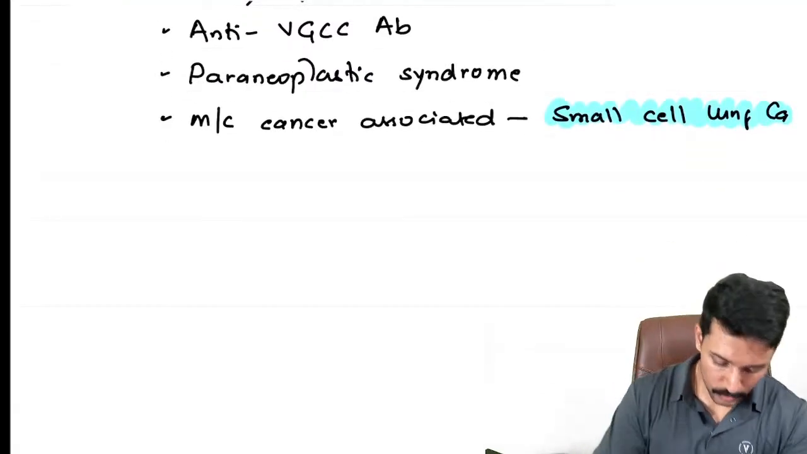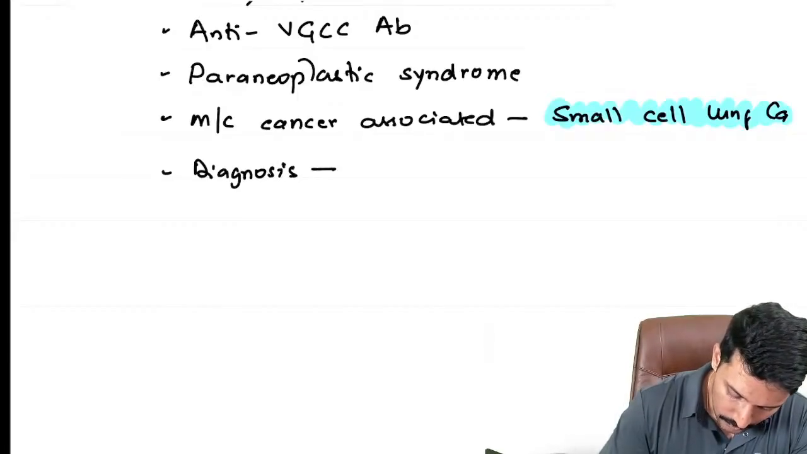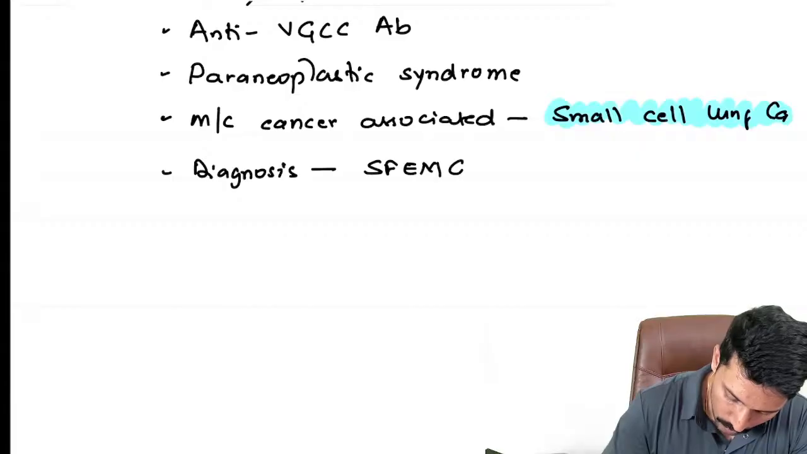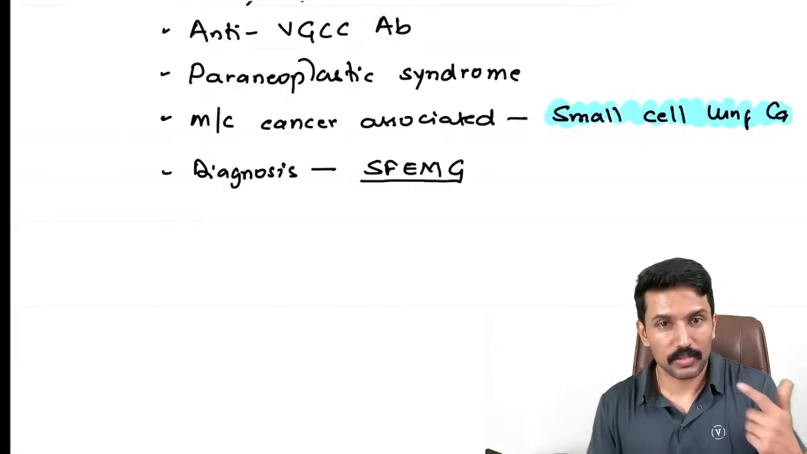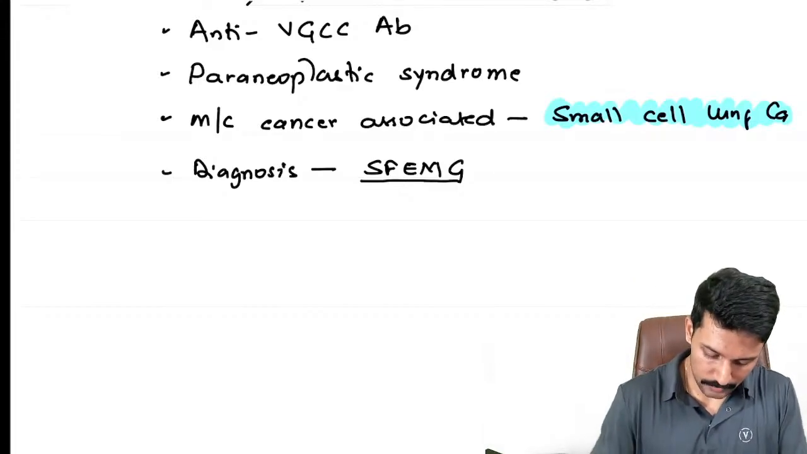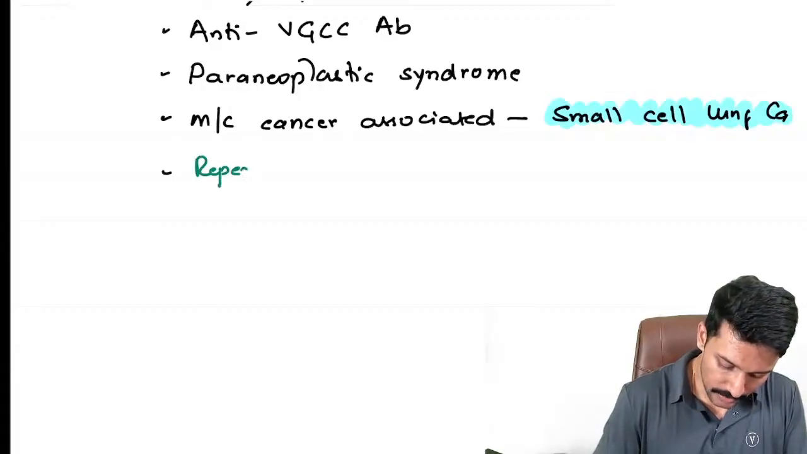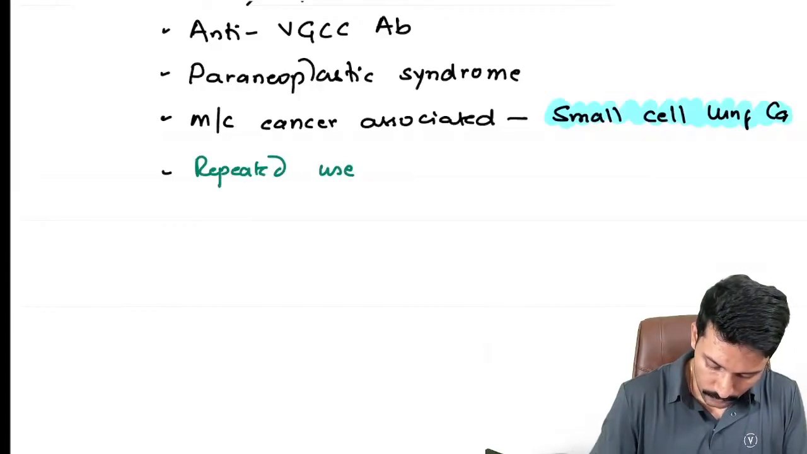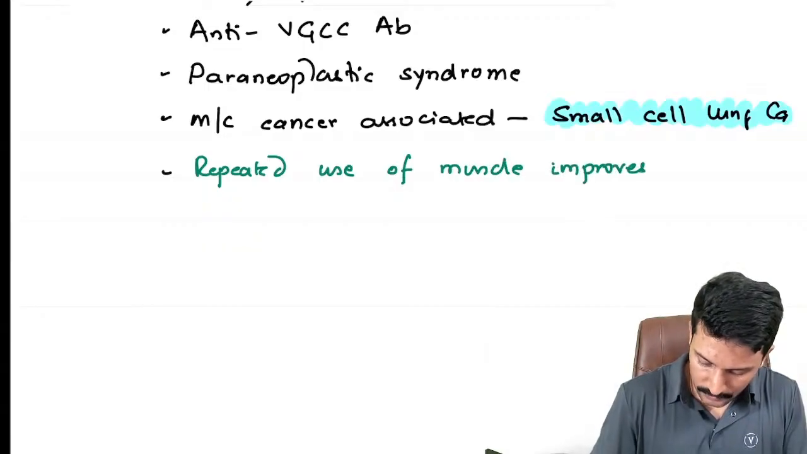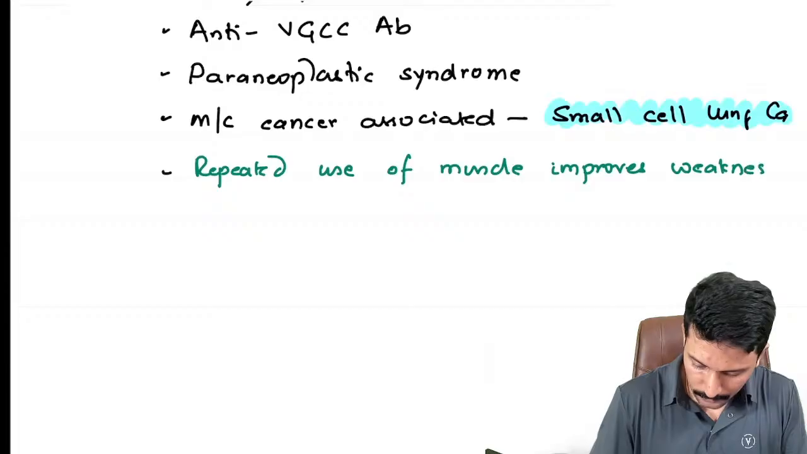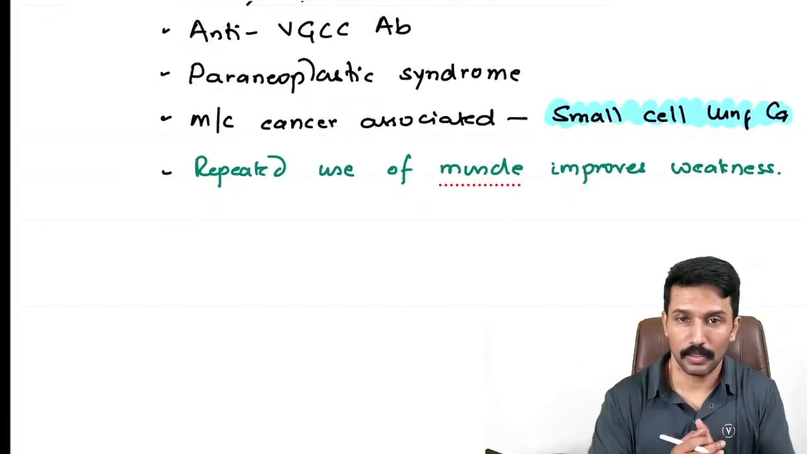Okay. Now for the diagnosis here, again we will go ahead with the single fiber electromyography. But remember, in Lambert-Eaton, I forgot to mention the weakness. Here, the repeated use of the muscle improves weakness. That's why as the day progresses, their weakness goes on improving because they're repetitively using the muscles.